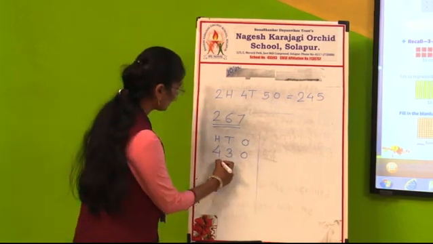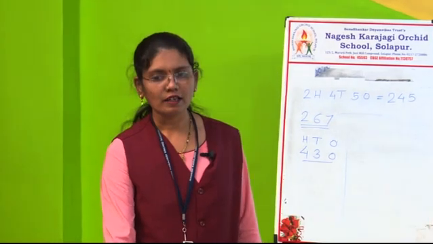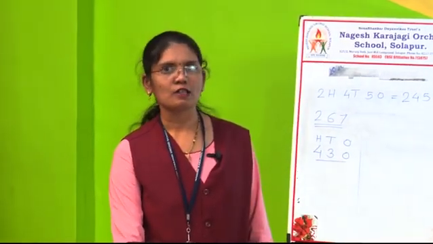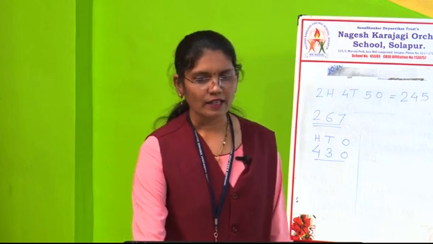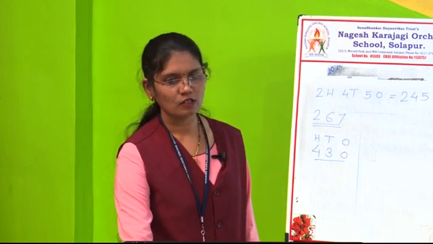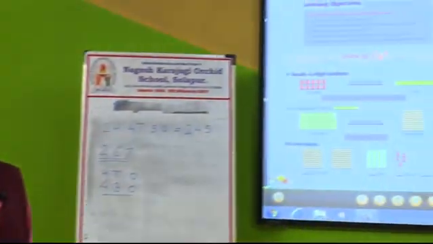413. See, the 430 is the number. No ones, they are not given the ones. So we will write 0 at the place of ones. Understood? Okay.